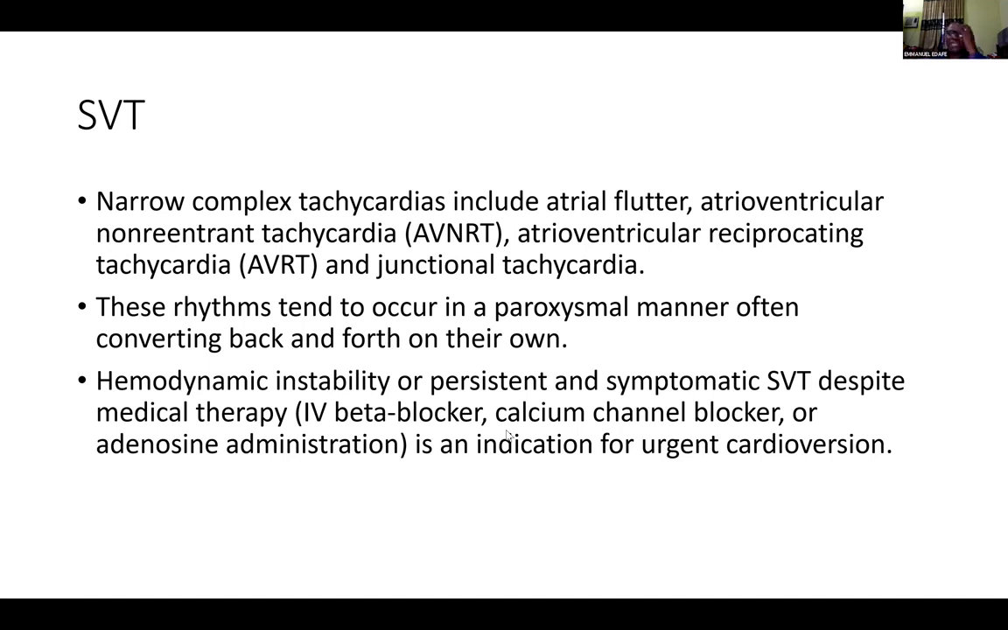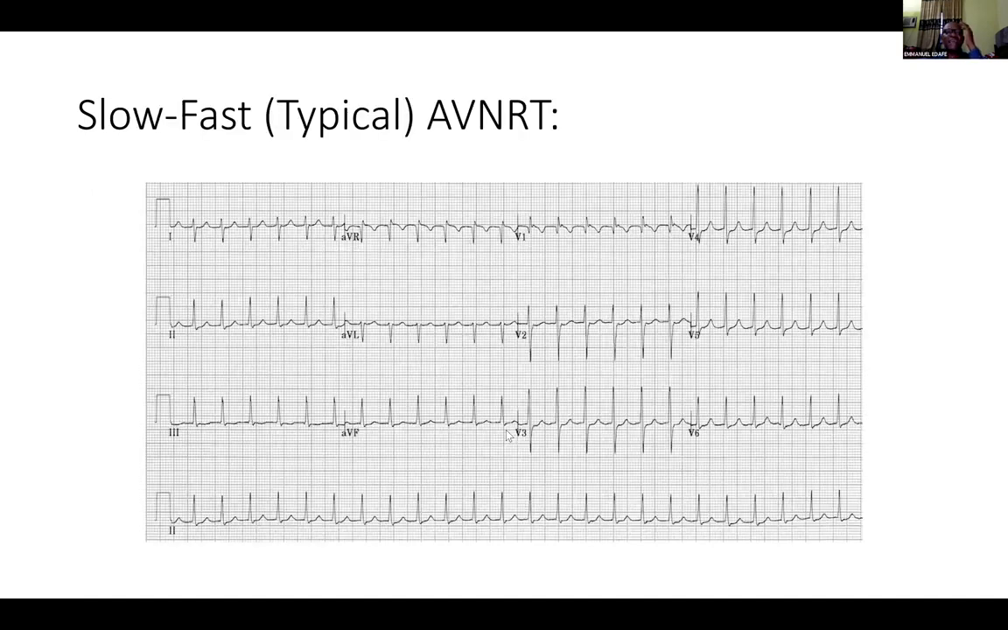But the issue here is that if you are cardioverting anybody that is fully conscious, first you have to sedate that patient to ensure that the patient is not fully conscious. Then two, you have to also apply gel to the part so that the energy you're applying doesn't burn the skin. So this is a slow, fast, typical AV nodal reentry tachycardia.